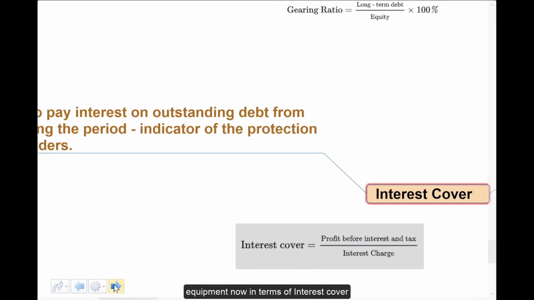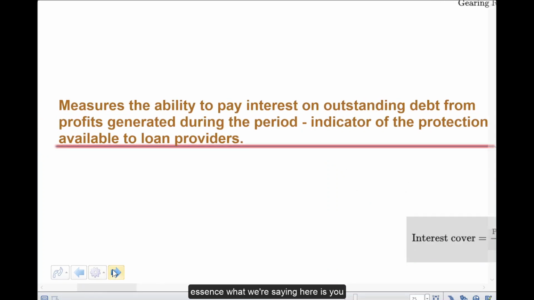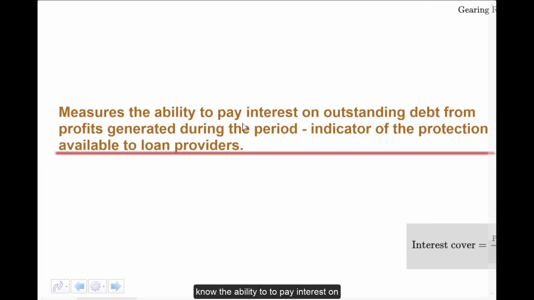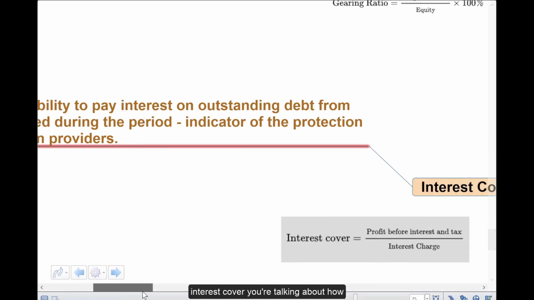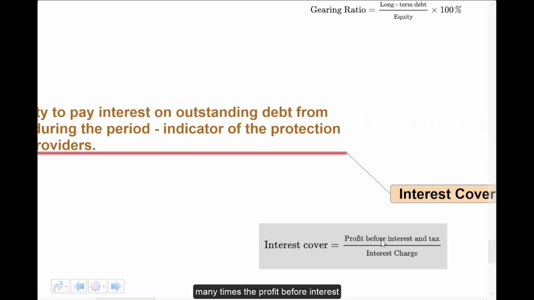Now, in terms of interest cover, the second area, again, fairly straightforward. The calculation is profit before interest and tax over the interest charge. So in essence, what we're saying here is the ability to pay interest on outstanding debt from profits generated in the period. That's why it's called interest cover: you're talking about how many times the profit before interest covers the interest.